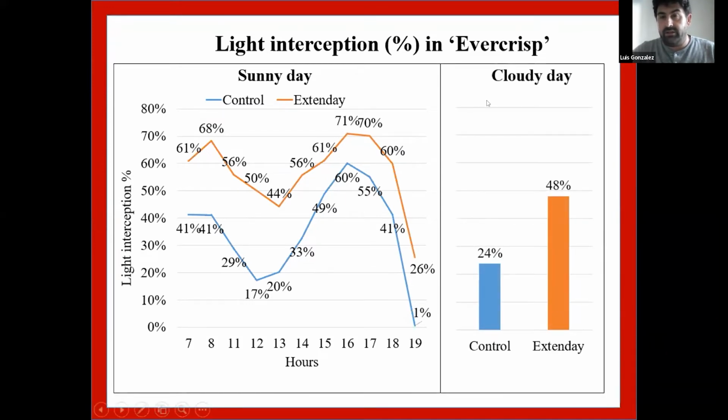This picture is of light interception on a cloudy day. In the control treatment it is 24%. We gain 20% of light interception with Extenday, reaching 48%.